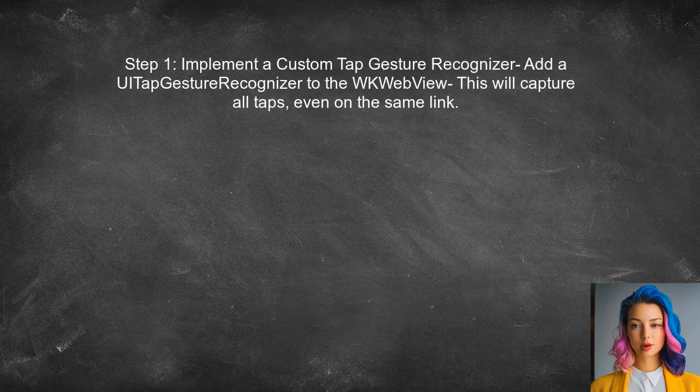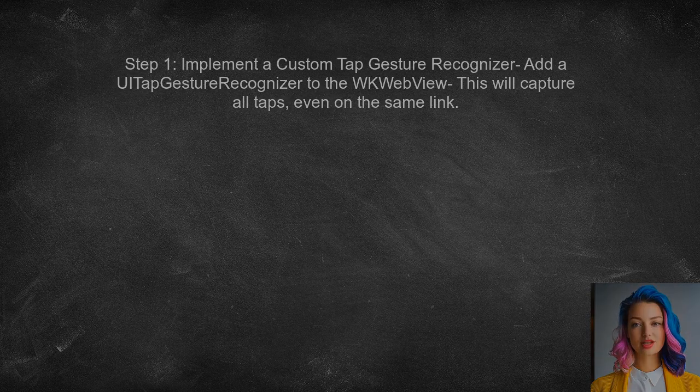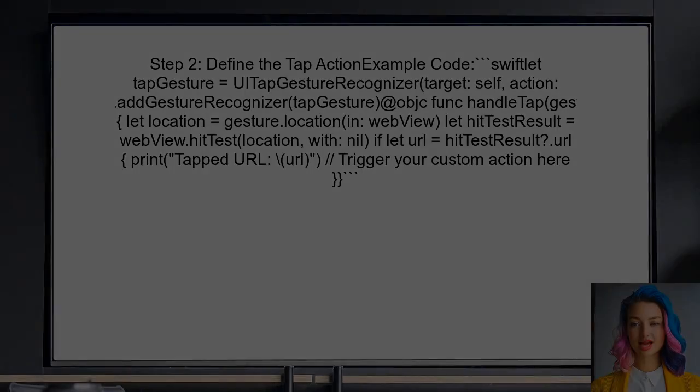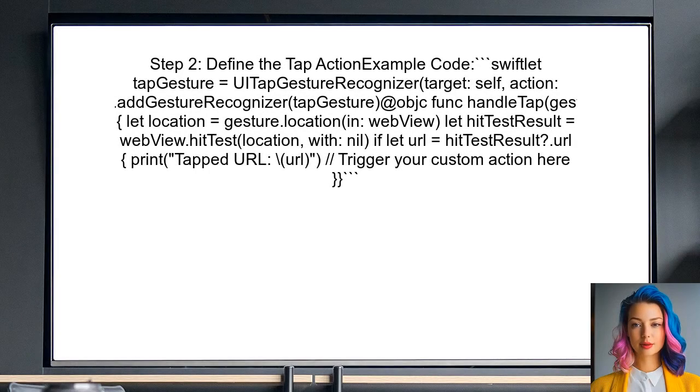To address the issue of detecting multiple taps on the same link in WKWebView, the user can implement a custom tap gesture recognizer. This will allow the app to capture taps regardless of whether the URL has changed. Next, the user should define the action for the tap gesture recognizer. In this action, they can retrieve the URL of the tapped link and perform the desired action.